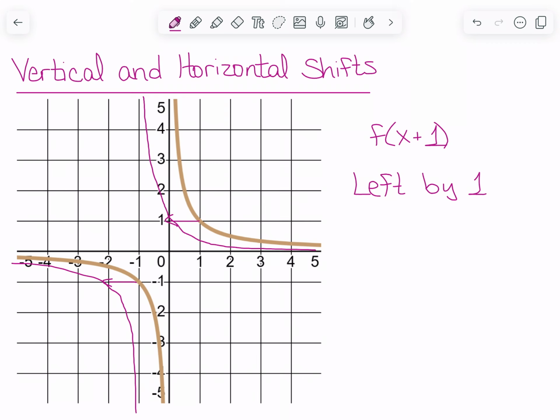So in conclusion, adding a number to the end of the function shifts up, subtracting a number from the end of the function shifts down. Subtracting a number from the x value shifts right, and adding a number to the x value shifts to the left.